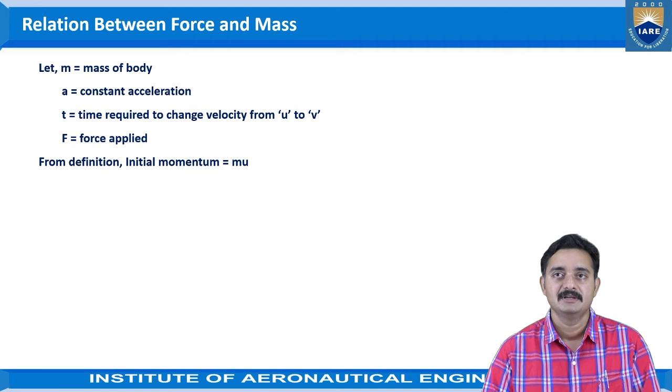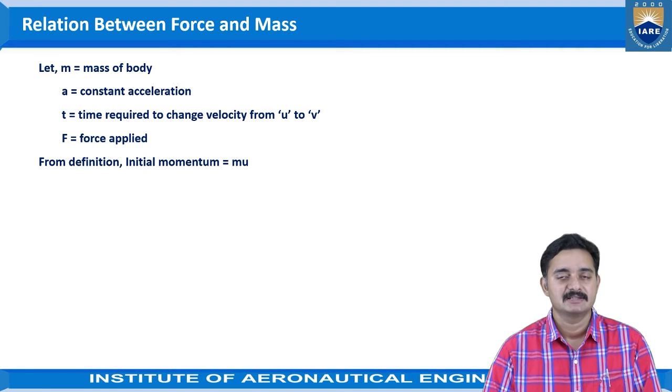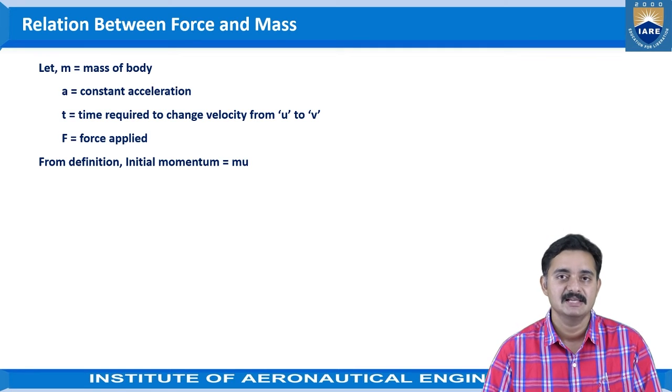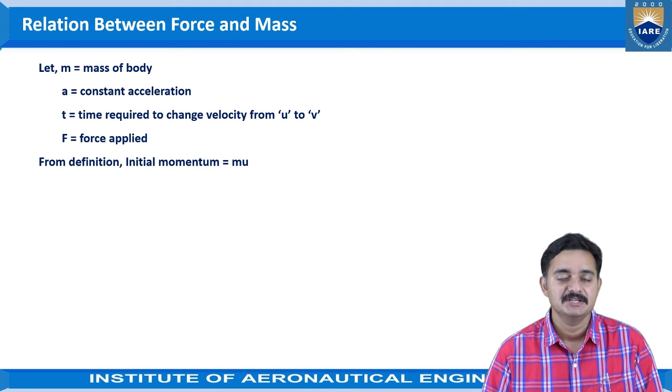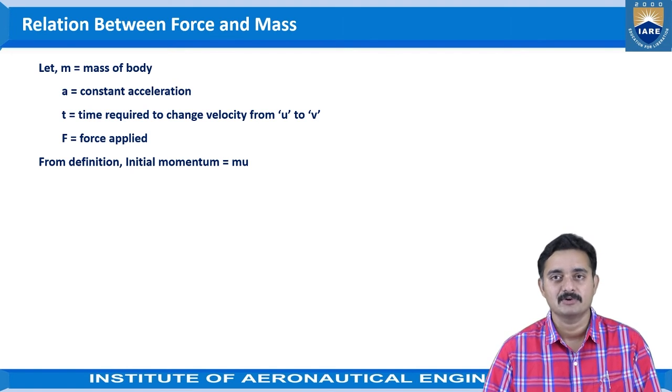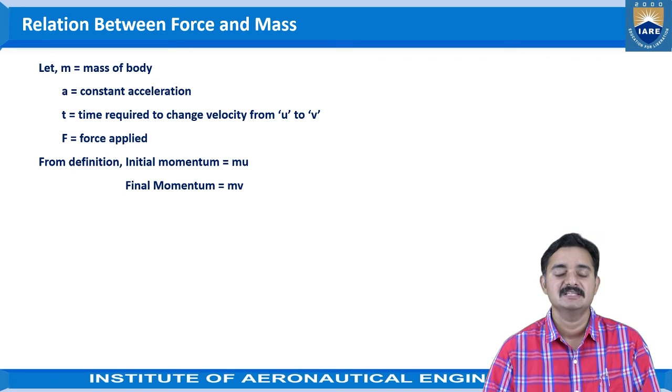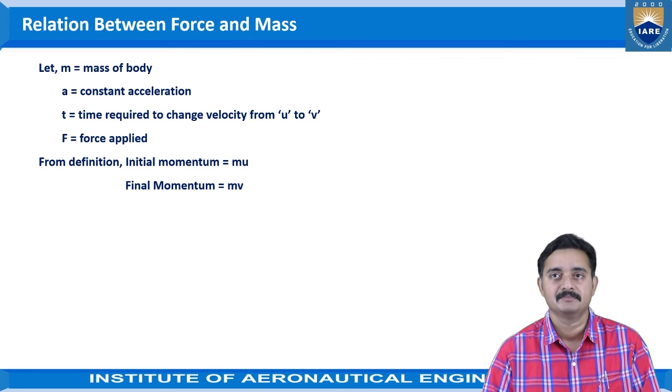From definition, the initial momentum is m into u, where the momentum is the product of mass and velocity. So the initial momentum is the initial velocity into the mass of the object. And the final momentum is considered as m into v, where m is the mass of the body and v is the final velocity. So the final momentum is mv.